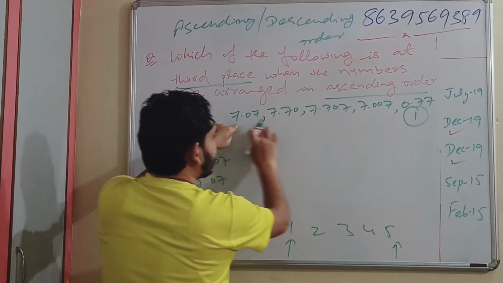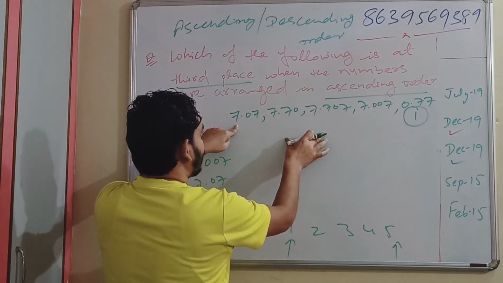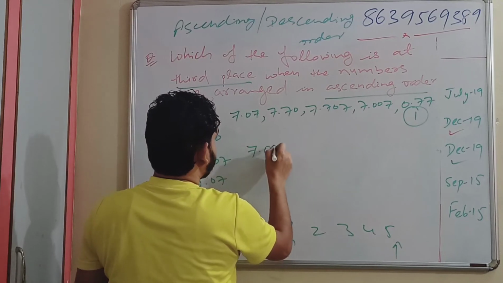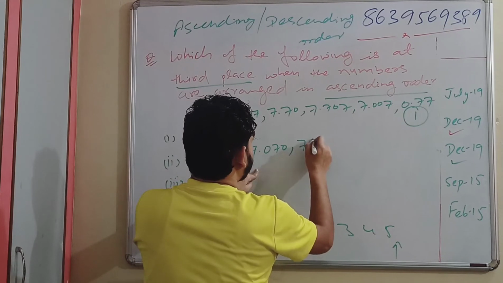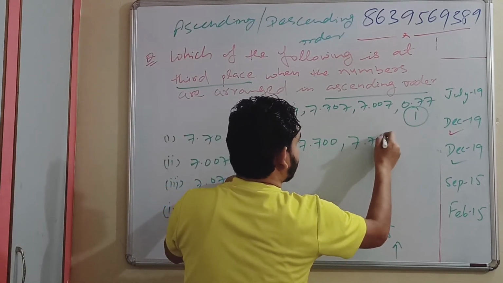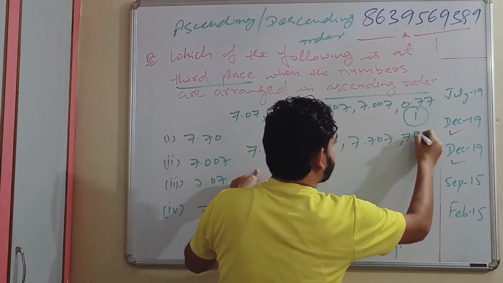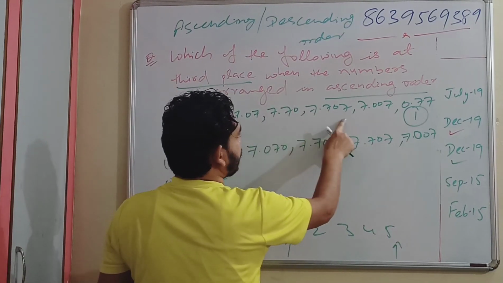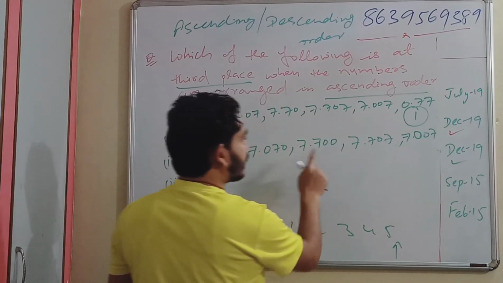Now between these, all are 7 point something. To compare them, we need an equal number of digits after the decimal. So this is 0.070, comma, 7.700, comma, 7.707, comma, 7.007. I placed 0 over here to make it 3 digits after the decimal. Here also 3 digits after the decimal.